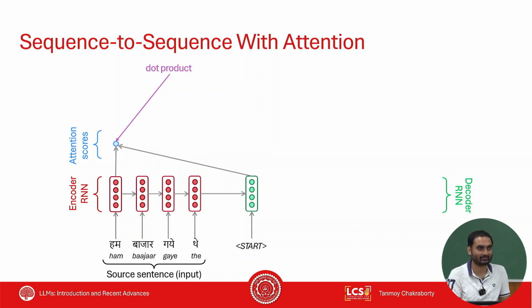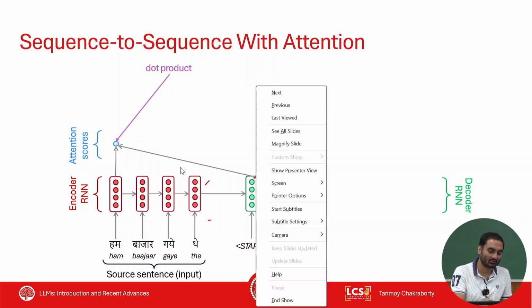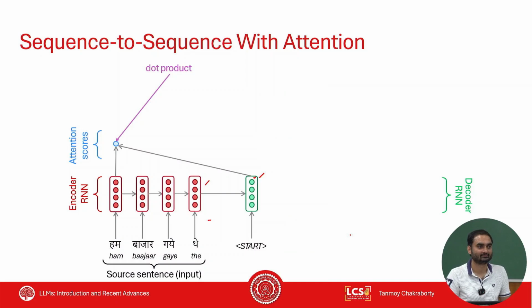Let's take a desi example. Okay, हम बाजार गए थे. Okay, and you want to convert this Hindi to English. So in attention, what we do now, this is my encoder state, right, and this is the final hidden state of the encoder. The first hidden state of the decoder will have access to all the previous encoder states, right? And how do we do that?